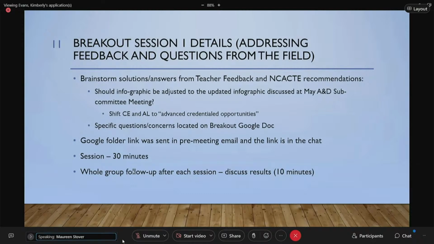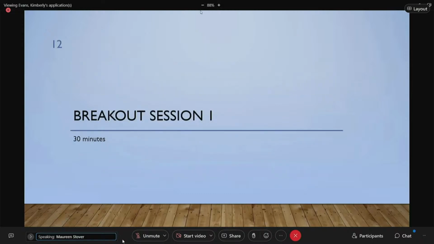Then we'll come back out after the breakout session and have about 10 minutes of whole group to share, and then do a quick vote to see whether or not people are in favor of adopting a slightly modified infographic from what we currently have. So Kim, if you could go ahead and put us into the breakout rooms, that would be great.